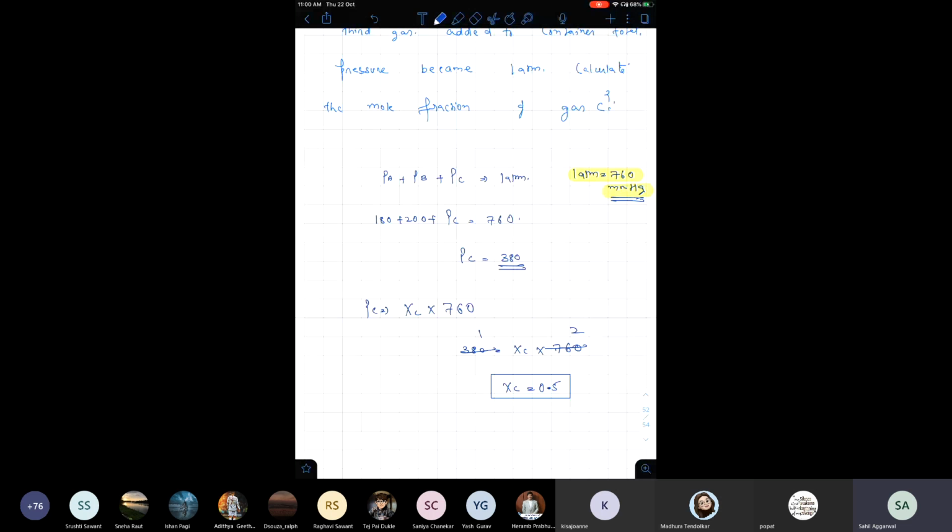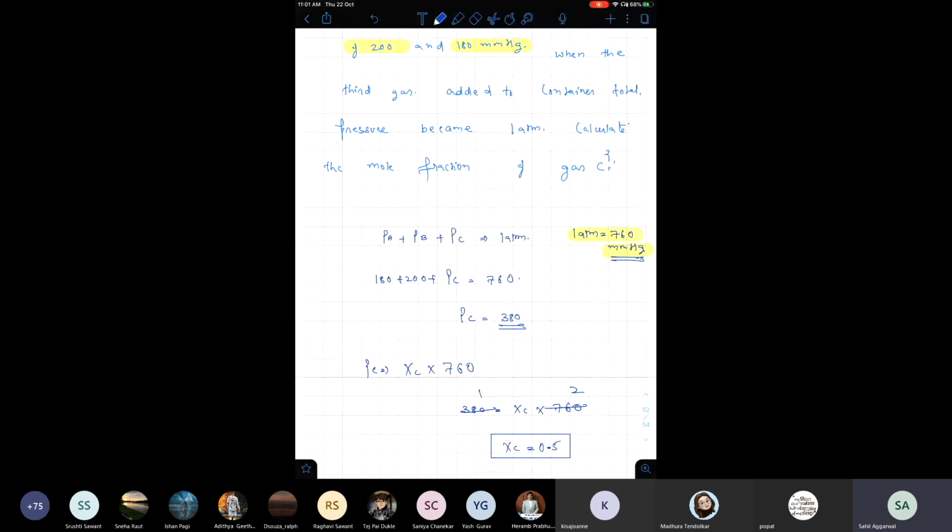Excuse me, sir. Yes. Sir, that 760 is the total pressure, no? Yes, it was total pressure, which was given in the form of 1 atm. Okay, sir.